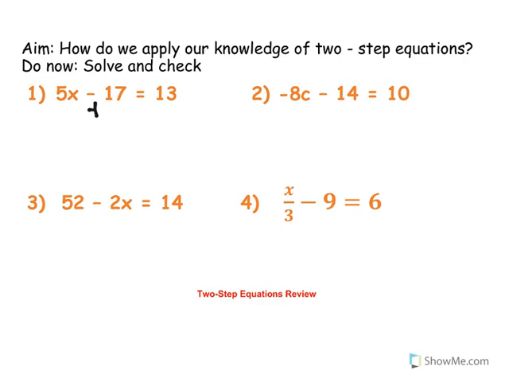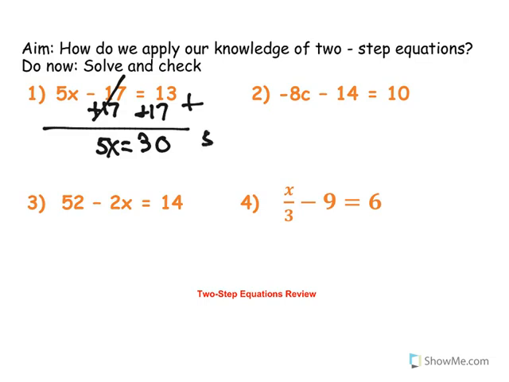So if I add 17 on both sides, negative 17 plus 17 is 0, and 13 plus 17 is 30. That gives me 5x is equal to 30. I like to rewrite my one-step equations, not absolutely necessary, but personally that's what I like to do. We divide both sides by 5, and we get x is equal to 6.